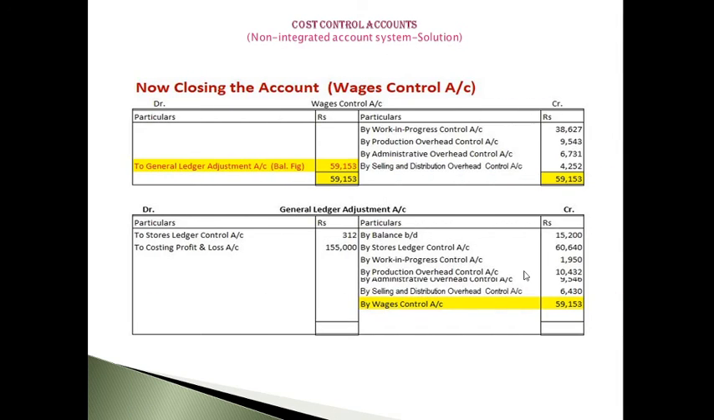Now we have to close the wages control account. Just sum up the credit side, 59,153, put it into the debit side as the sum total, and transfer it to the general ledger adjustment account. To general ledger adjustment account, in brackets balancing figure, 59,153. It is to be transferred to the general ledger adjustment account, wages control account 59,153. This is the total wages paid during the year.